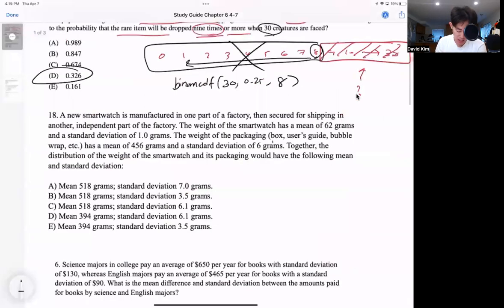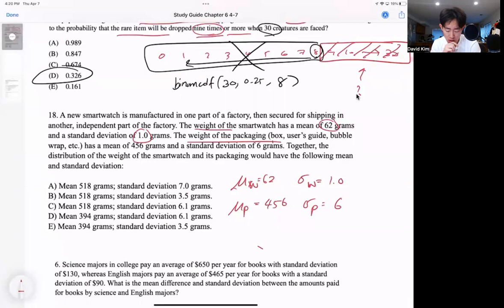All right, number 18, we are combining random variables. So we have the mean of 62 and a standard deviation. I'm going to call mean of X as 62 and a standard deviation of X, which is 1.0. Now, the weight of the packaging, that is going to be weight of just the packaging itself. That is a mean of 456 and a standard deviation of 6. I believe I should call this the weight of the smartwatch itself. So I'm just going to call that as W.